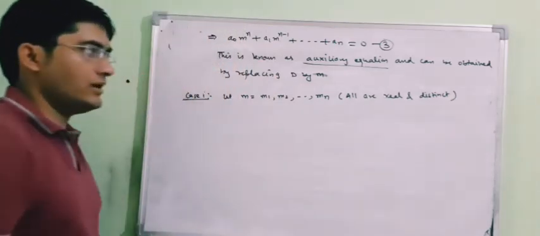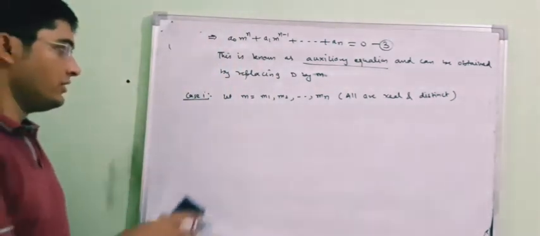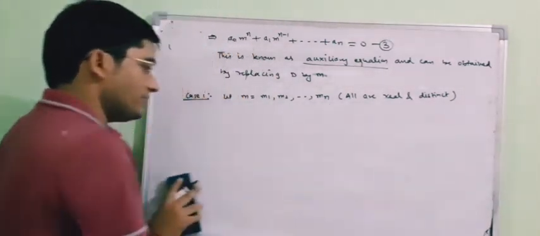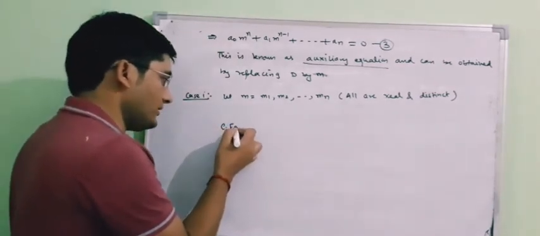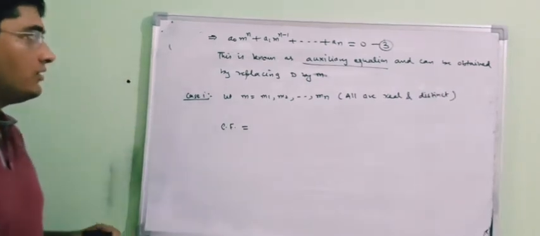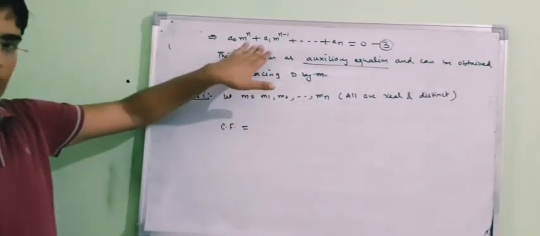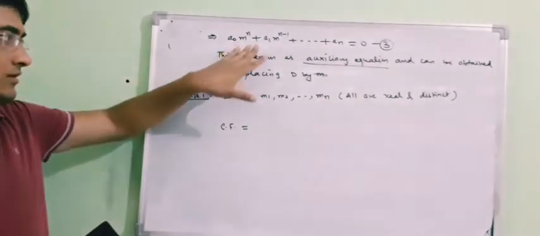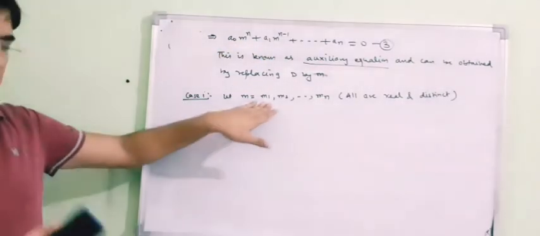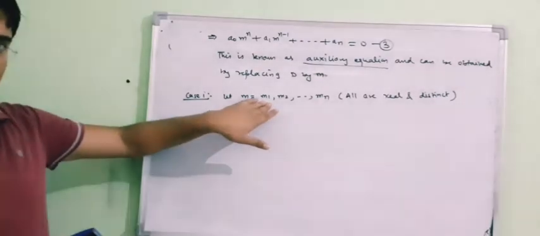Suppose that all roots are real and distinct. So if these roots are real and distinct, then your CF, complementary function, will be... You know that our auxiliary solution was e to the power mx. The initial guess solution was e to the power mx.